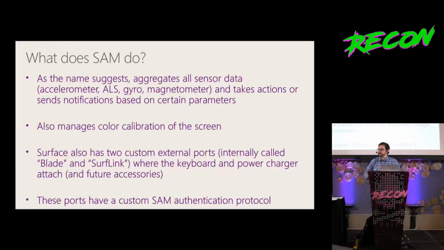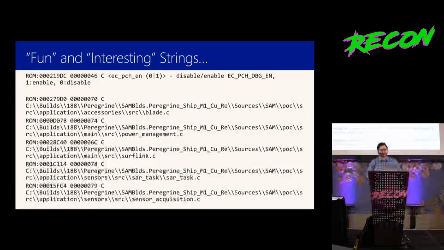And there's also an authentication chip. Similar to how Apple has a whole protocol for authenticated accessories, the Blade and Surf Link ports have an authentication chip as well. And there's some SHA hashes and HMACs, I guess, so that you don't connect non-Microsoft approved accessories to these ports. So it manages authentication around that. As soon as I looked at a binary, when I finally figured out how to disassemble the firmware, and we'll talk about that, there were some interesting strings in there, like enabling the embedded controller's PCH DBGEN, which if you look at Intel chipset documentation is an interesting pin to be able to strap on.